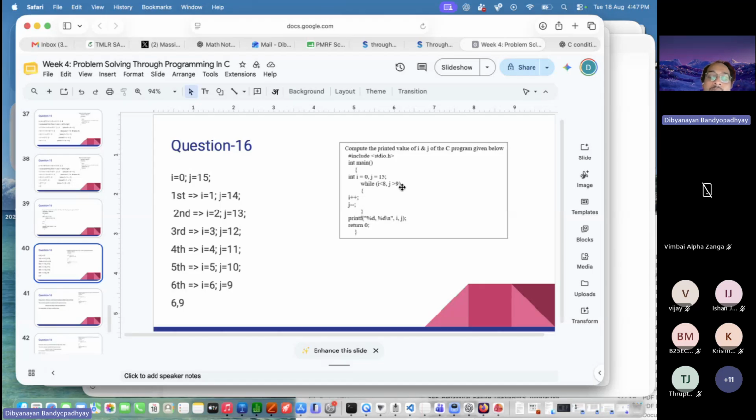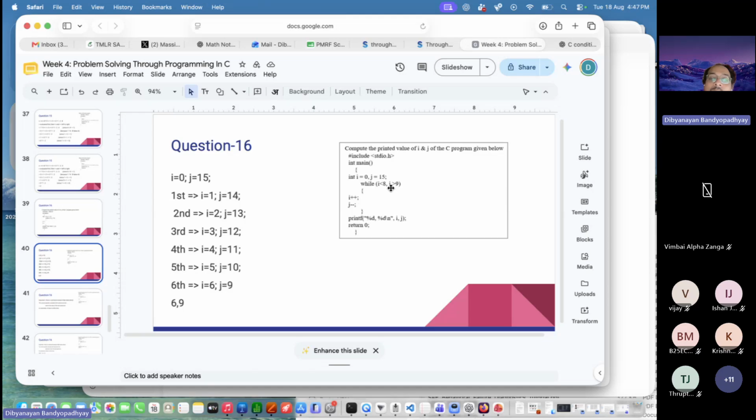Is it greater than 9? Yes, it is now 14. So you go inside the loop. You increment the value of I, which is now 2, and j is 13. You go again here. I is 3, j is 12. Now again, I is 4, j is 11. Again, I is 5, j is 10. Then you come inside, you increment the value of I to 6, decrement the value of j to 9.